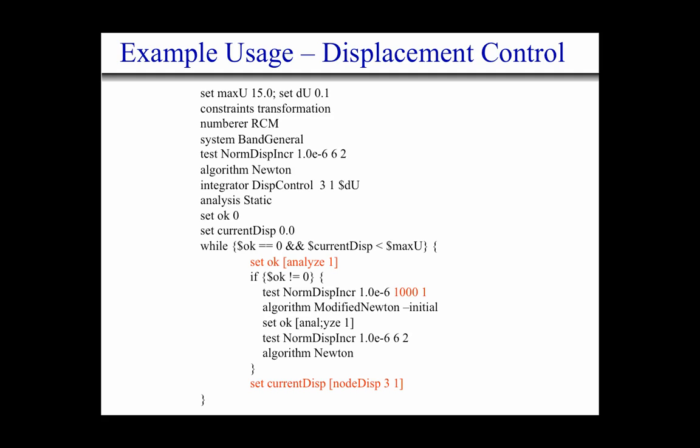After we've changed our solution algorithm, we do another analyze 1. Then when we're done with the analyze, we want to set our algorithm back to regular Newton. Modified Newton is slow. We want to go back to regular Newton and to our 6 iterations. We don't want to be doing 1,000 iterations. So that's all this script is doing. Then right at the bottom, we get our current displacement, so when we come back here we can check whether we have reached our target yet. Does everybody understand this little while loop?